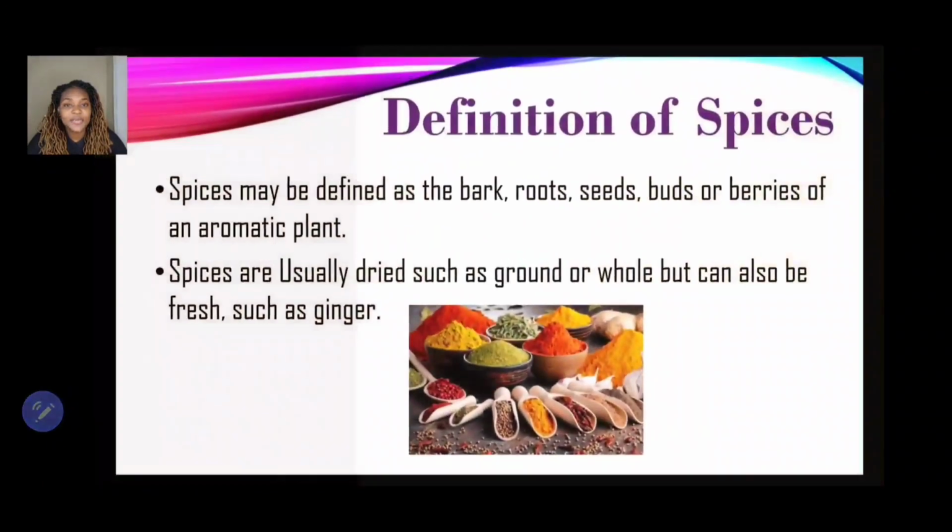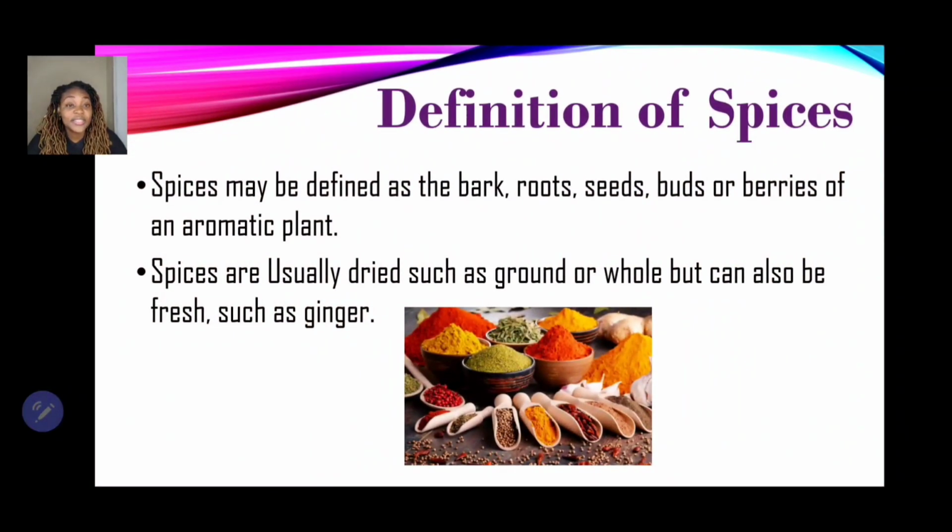Now guys, let us move on to spices, and we're starting with the definition. Spices may be defined as the bark, root, seeds, buds, or berries of an aromatic plant, right?